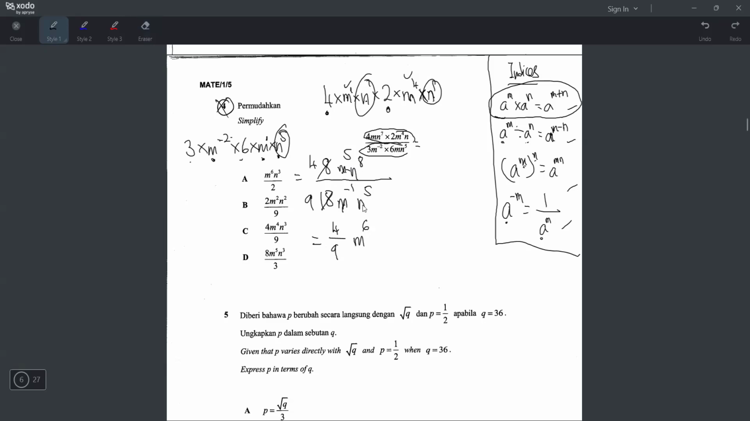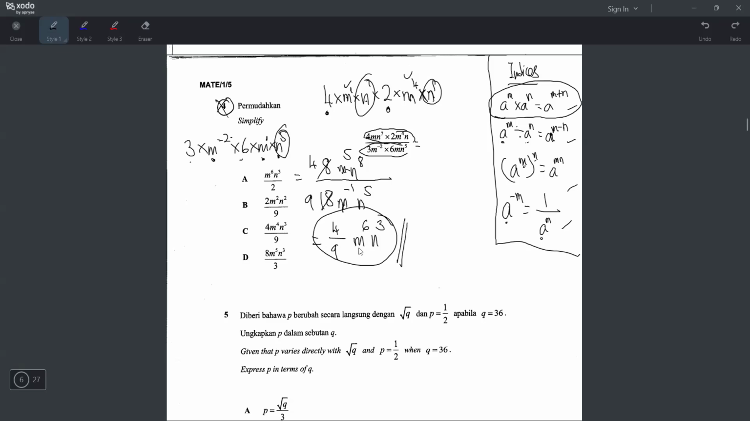And then n power 8 divide n power 5 is just n power 3 because 8 minus 5 is 3. So this is the answer. Okay. So if you look at ABCD, there's no answer. That's why I said this question, no answer. But I still want to explain the correct working for you. C cannot be the answer because in C, they write m power 4. It should be m power 6, right?